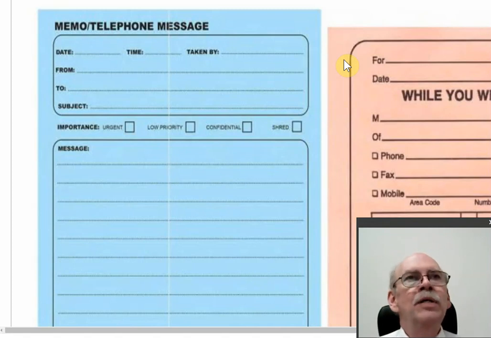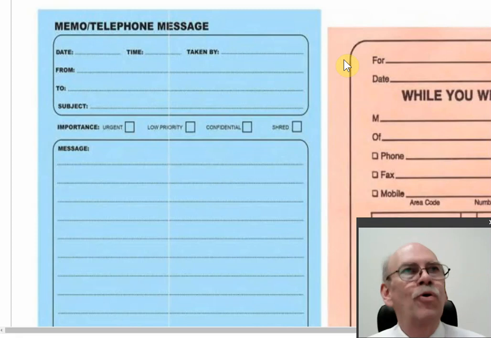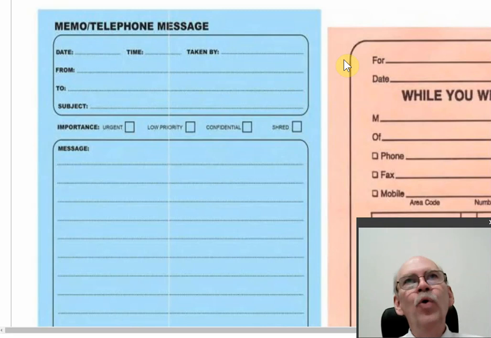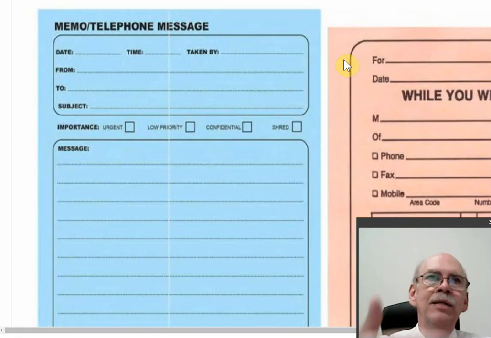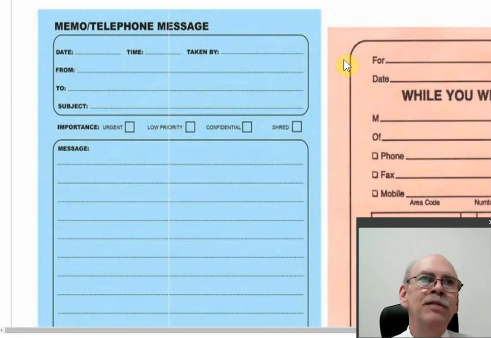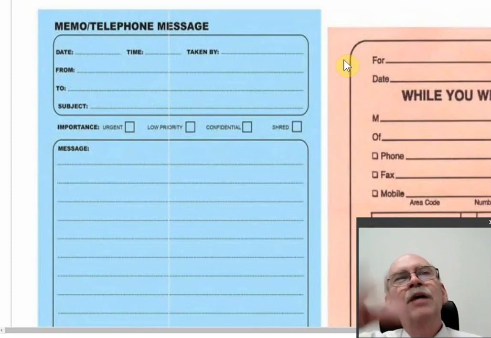It's something that needs to be done quickly, or somebody will be hurt or die. Or it's something that needs to be done quickly. Urgency is about quickness. It's not about very, very important or very low important, but it needs to be done quickly or it can be delayed a little bit. The next box is low priority.